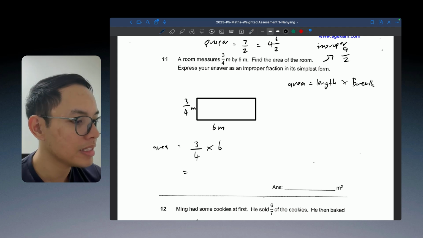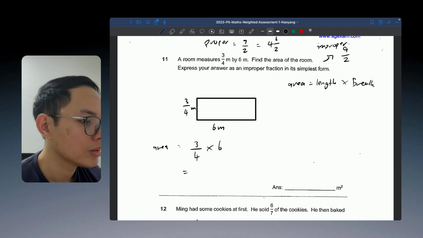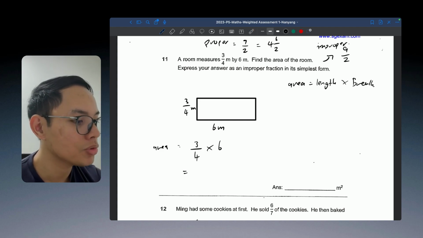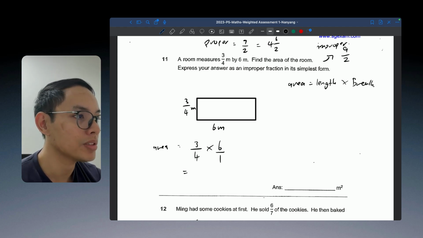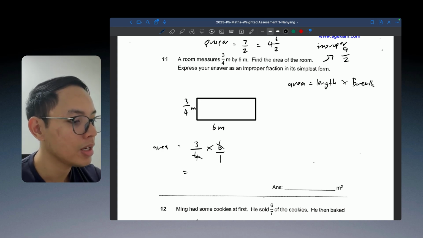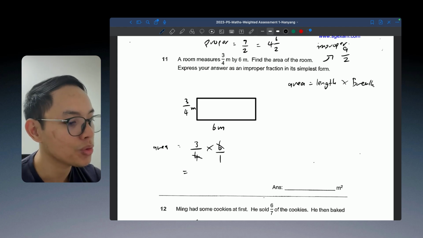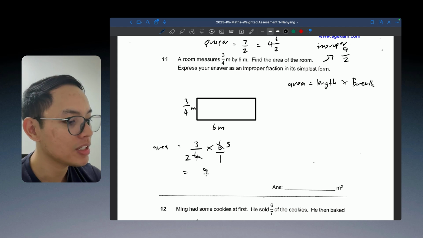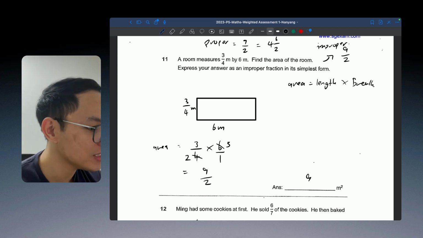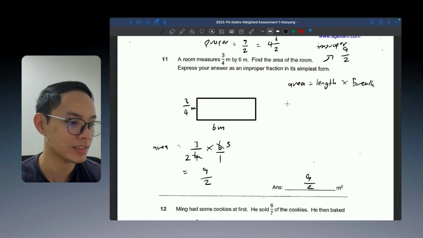Okay, so with that said, what we're gonna do is multiply them. So 3/4 times 6. You put a 1 over here because 6/1 means it's 6. And the thing is, we can simplify this. So the common factor between 6 and 4 is 2. So 4 divided by 2 is 2. 6 divided by 2 is 3. So I literally gave you the answer already. 9 over 2. So the answer is 9 over 2. That's what I see over here. Right? Hopefully you get it correct.